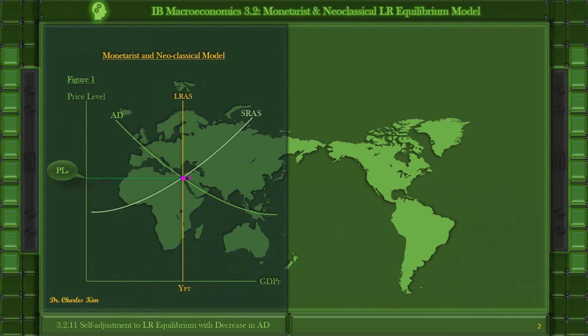Assume that the country experiences an economic slowdown as a result of a reduction in net exports. If this occurs, the original aggregate demand curve shifts to the left, resulting in the formation of a new aggregate demand curve, AD1. It is pertinent to note that the general price level, including wages, salaries, input prices, and so on, does not drop instantaneously.